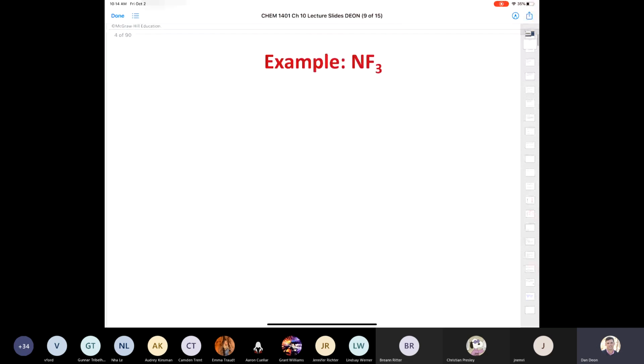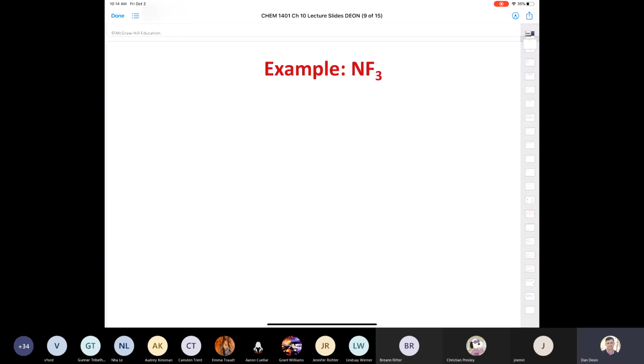That's a pretty blank slide. Let's try an example. Nitrogen trifluoride, a covalent compound. Now that you've seen the rules and you've seen me do it, this is where it would be a lot of fun to be together in the class. But we're going to do it the way we can, which is over Microsoft Teams.